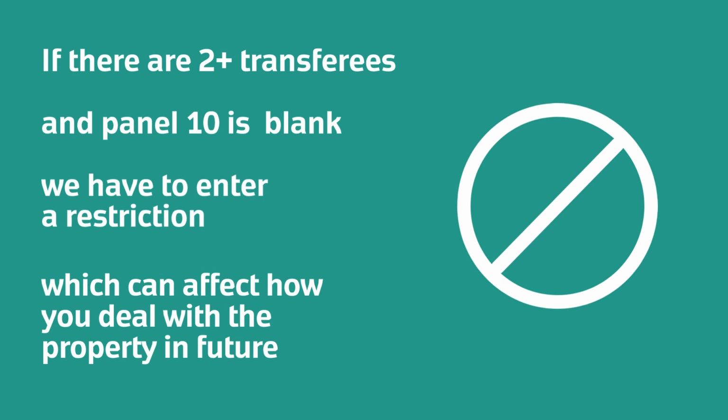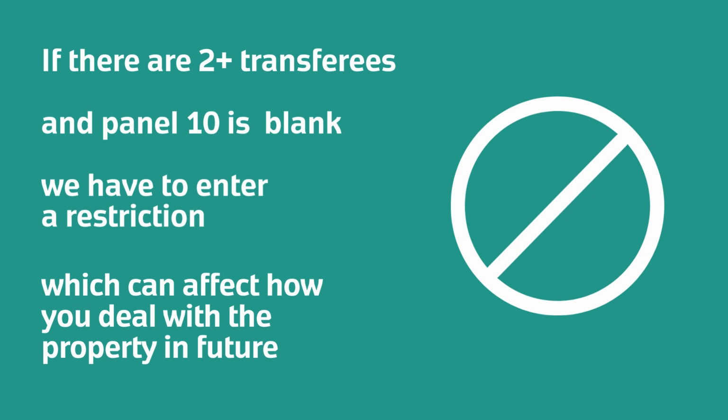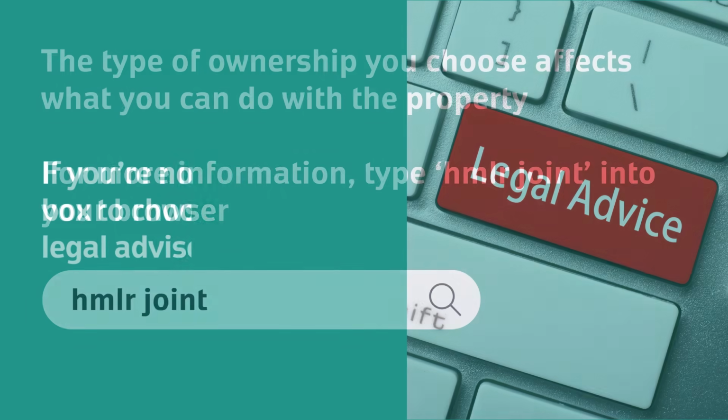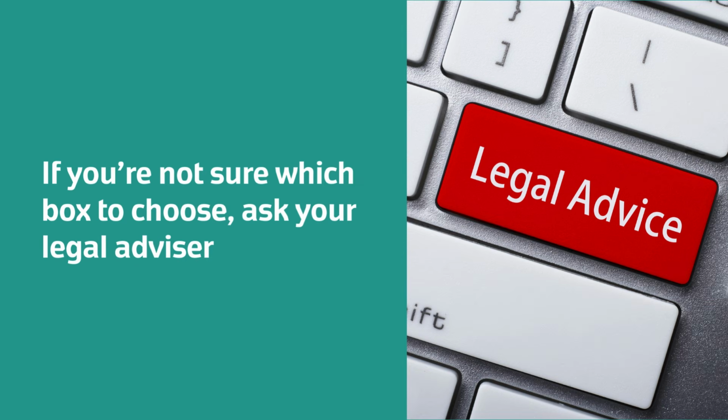If there are two or more transferees and panel 10 is left blank, we will put what we call a Form A, or joint proprietorship, restriction in the register. This might restrict how you can deal with your property in the future. Our online guidance might help, but you can also get legal advice from someone who specialises in property. If you have any doubts about what you need to put, we strongly suggest you seek legal advice.